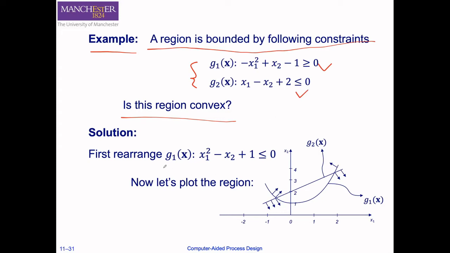We first convert the first inequality constraint into less than or equal to by multiplying both sides by -1, then we can get this one. As we only have two inequality constraints, we can plot this region that is bounded by these two inequality constraints. From this graph, we can see the region is convex.